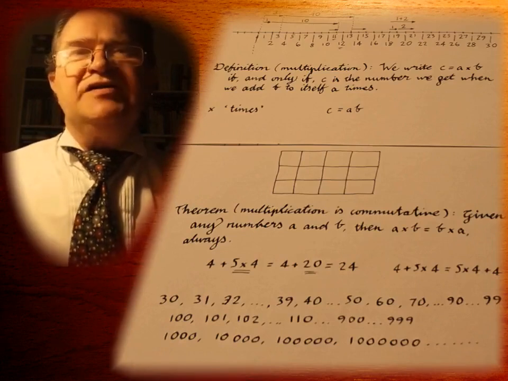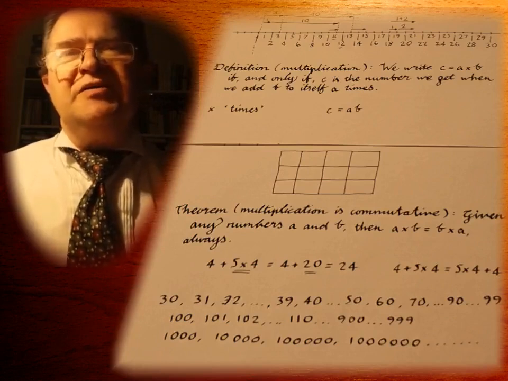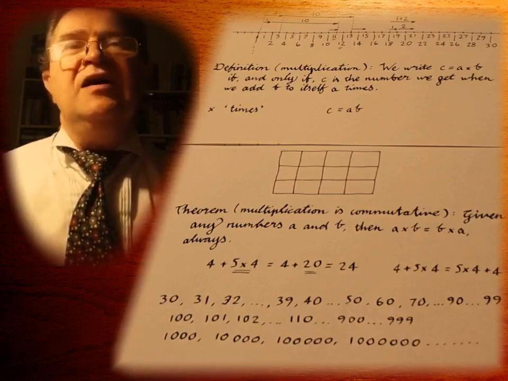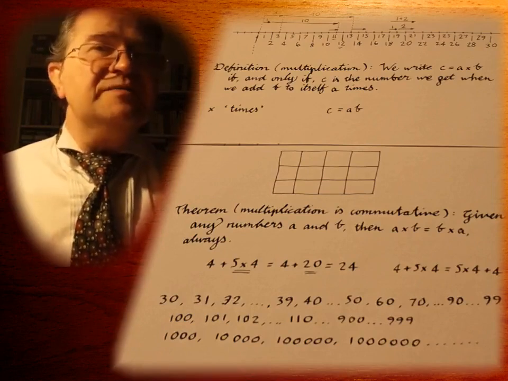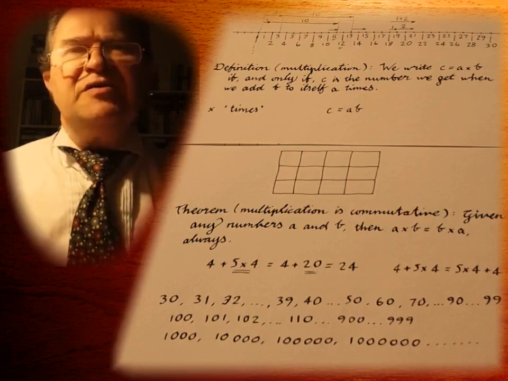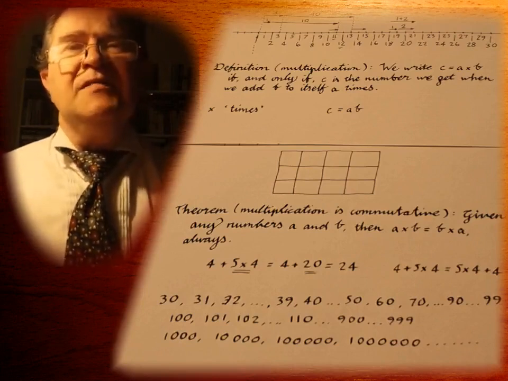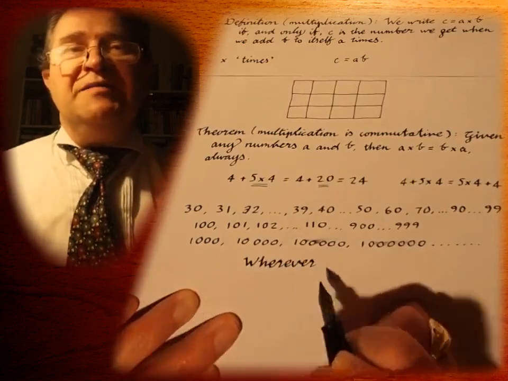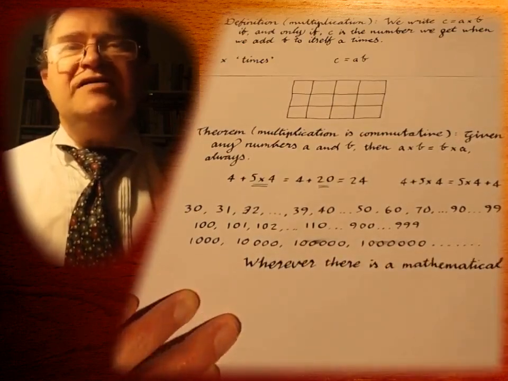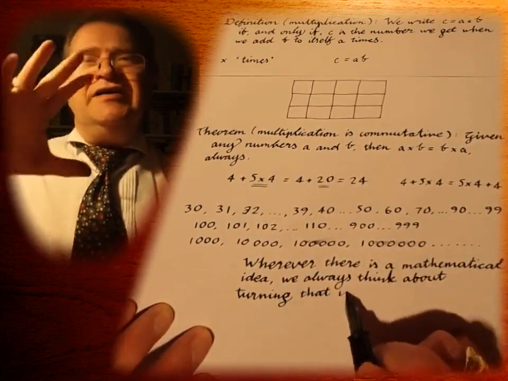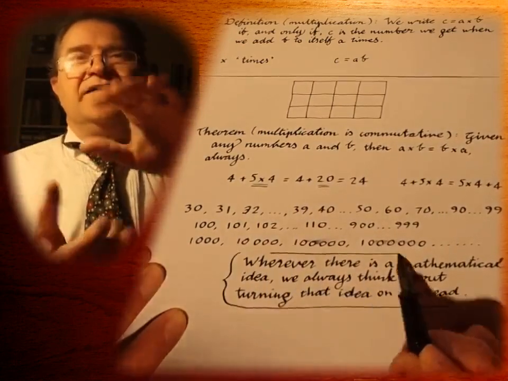Now, we've already seen 2 of the major themes in mathematics, such as using isomorphisms to reason about difficult things by reasoning about simpler things with a one-to-one correspondence, and using symbols in the most minimalistic way possible to convey mathematical ideas. Another great theme of mathematics is that wherever there is an idea, always think about the implications of turning that idea on its head.